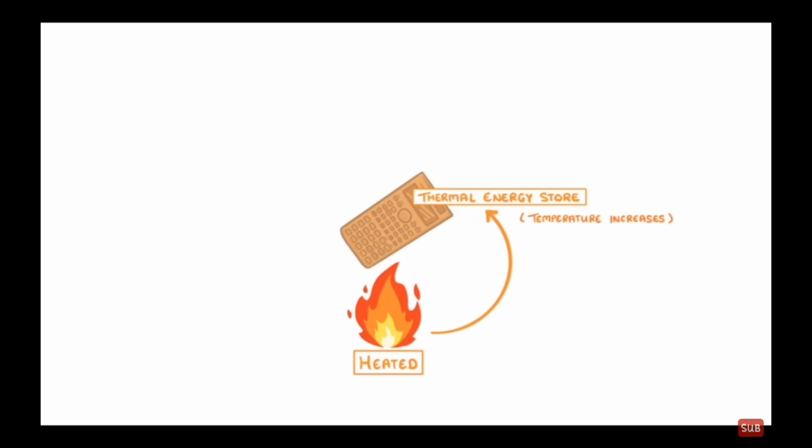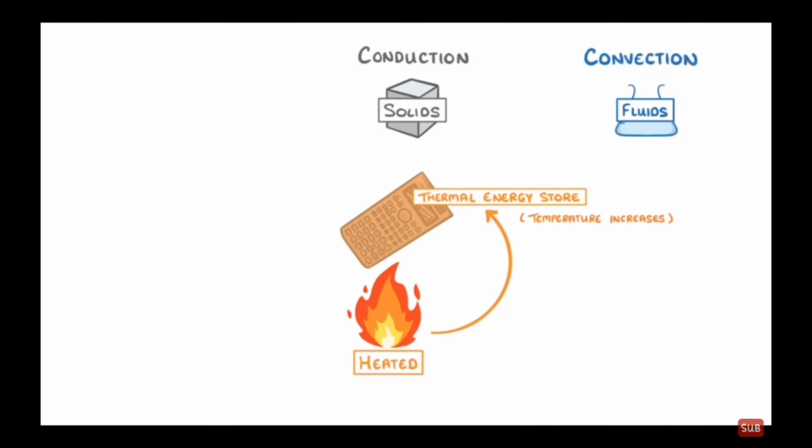Whenever an object is heated, energy is transferred to its thermal energy store, and its temperature increases. The process of heating, though, can take place in 3 different ways, depending on the medium involved. For solids, heat is transferred by conduction. In fluids, it's via convection, and to get through empty space, heat has to be transferred in the form of radiation.